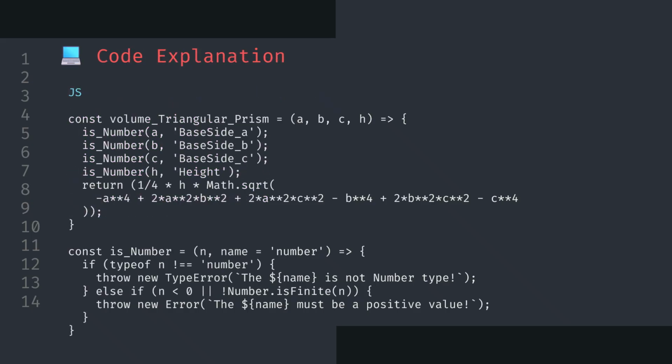We've defined a volumeTriangularPrism function that takes four inputs. Each is validated using isNumber to make sure that the values are positive real numbers. The core of the function uses a derived mathematical expression to calculate the triangular area under the hood, then multiplies it by the prism's height. The use of Math.sqrt ensures we're correctly computing the area of the base.